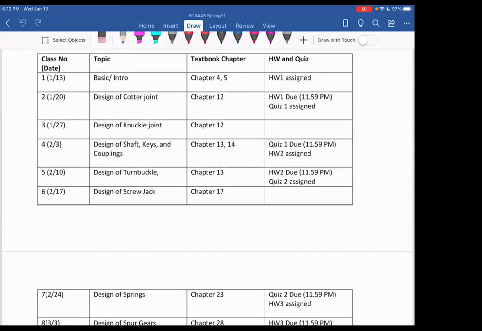Next class, we will look at a mechanical system that is called the cotter joint. Cotter joint is used to connect two rods. Then we'll move on to knuckle joint. Knuckle joint is sort of a hinge. It's also used to connect two rods. Then we will look at design of shaft, keys, and couplings. We will move on to design of turnbuckle, design of screw jack.